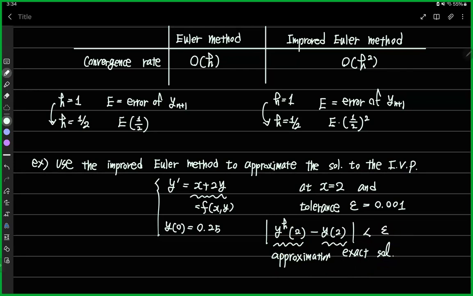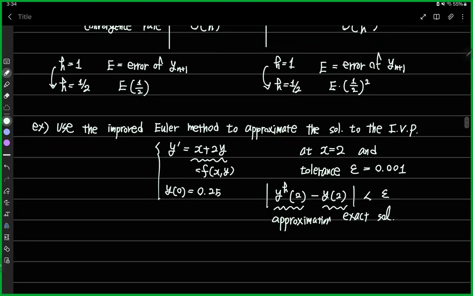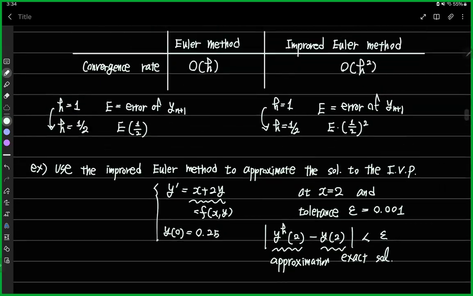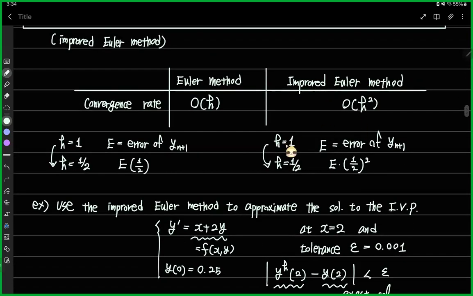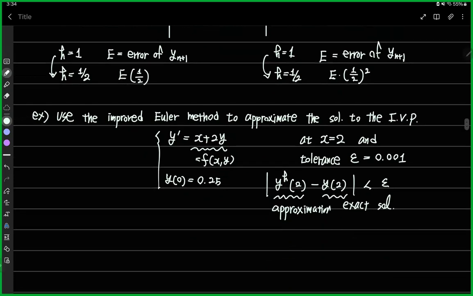Okay. But how can you find it? You need to adjust the step size h. You see that in the improved Euler method, when you decrease the step size h, we get a lot better accuracy. So now we start with step 0. We need to find out step 1.